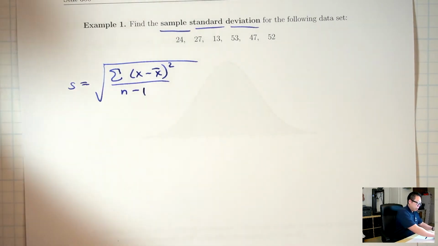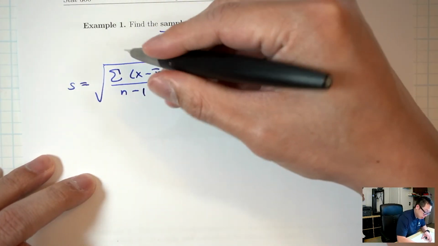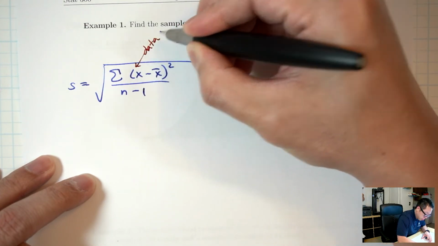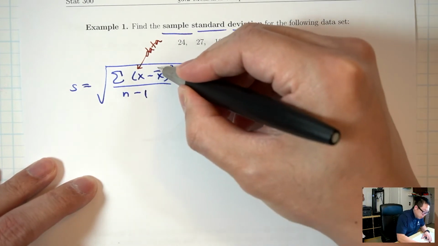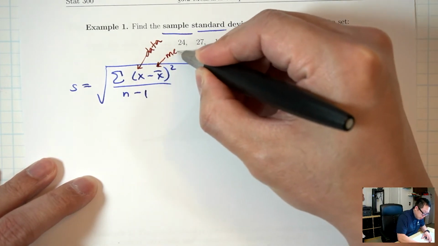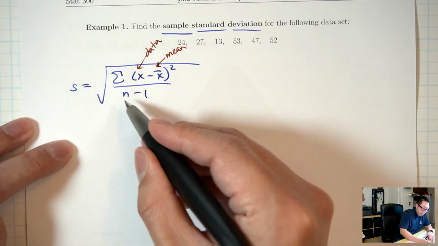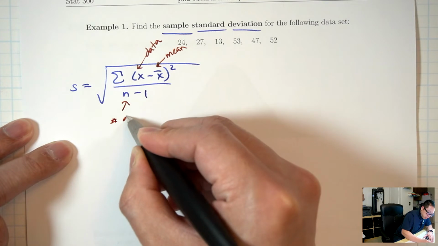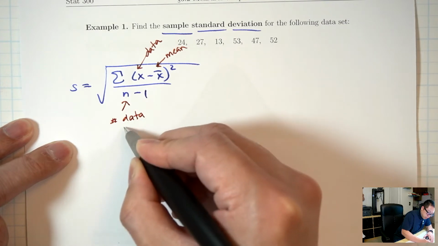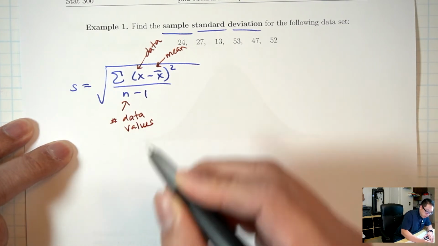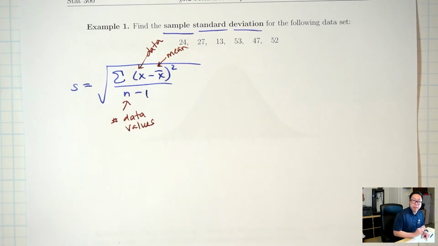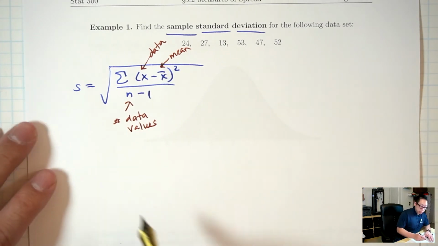So what this formula is telling me to do is: the x is our data. The x bar is the mean. The n, little n, is the number of data values. So this is saying take each of the data and subtract it by the mean. So I'm going to make a table here to organize my calculations.